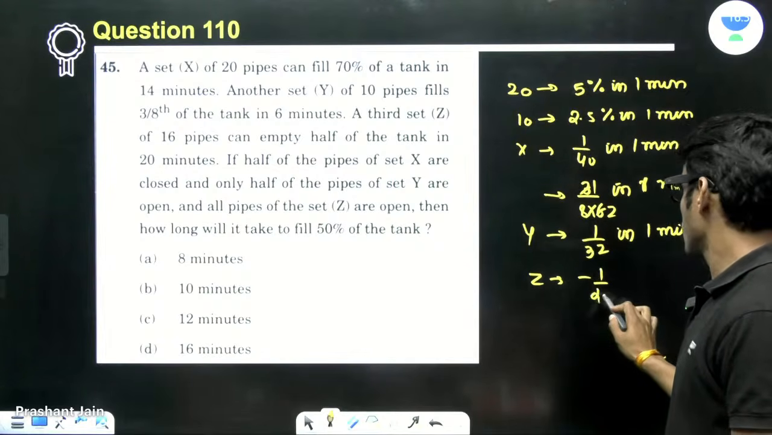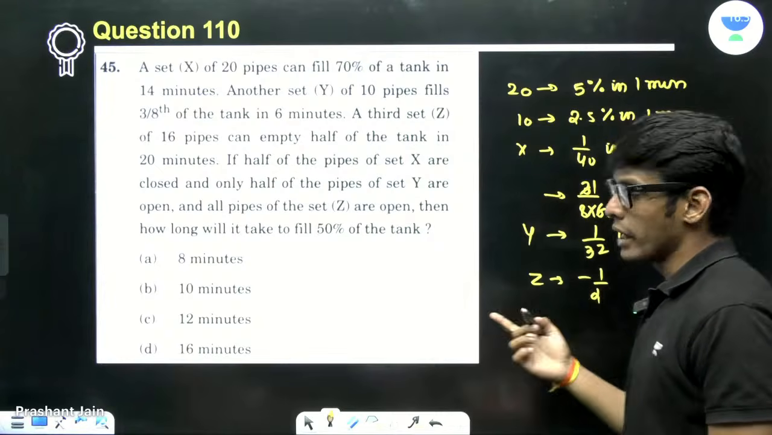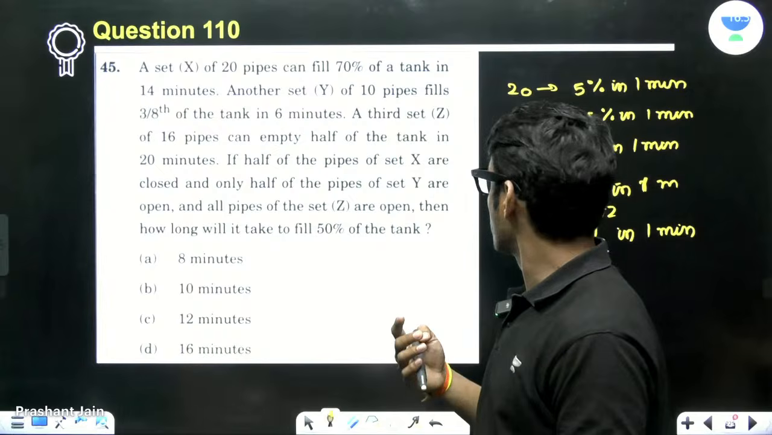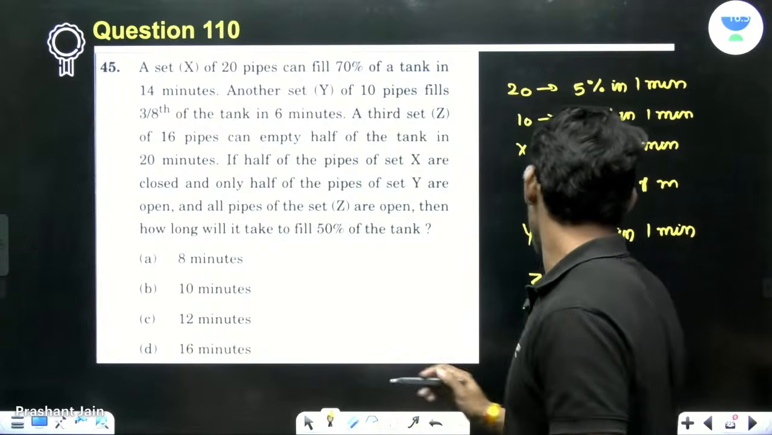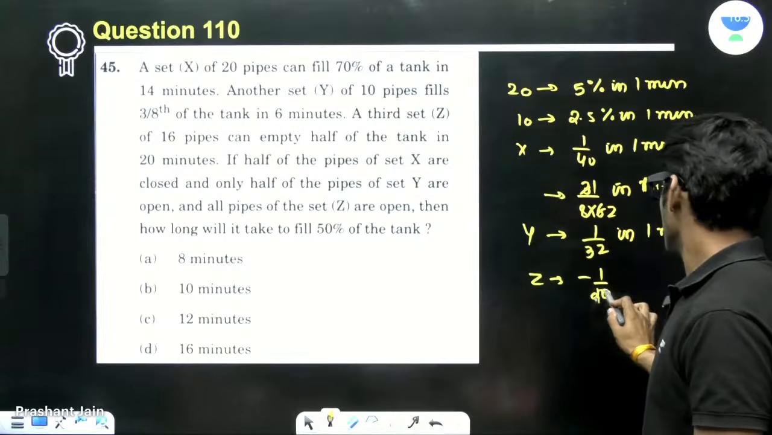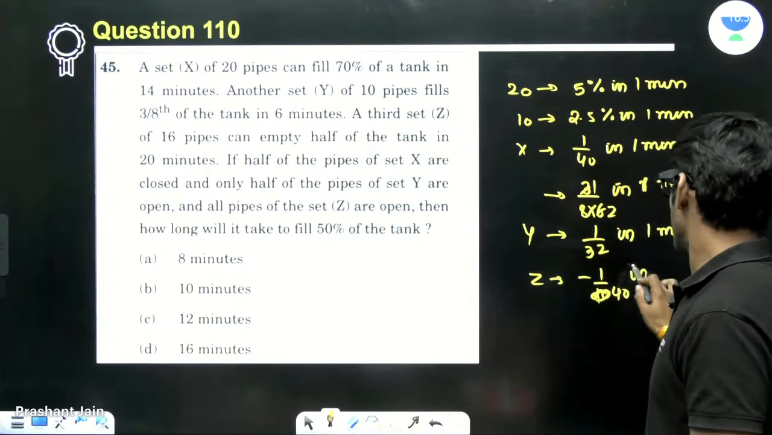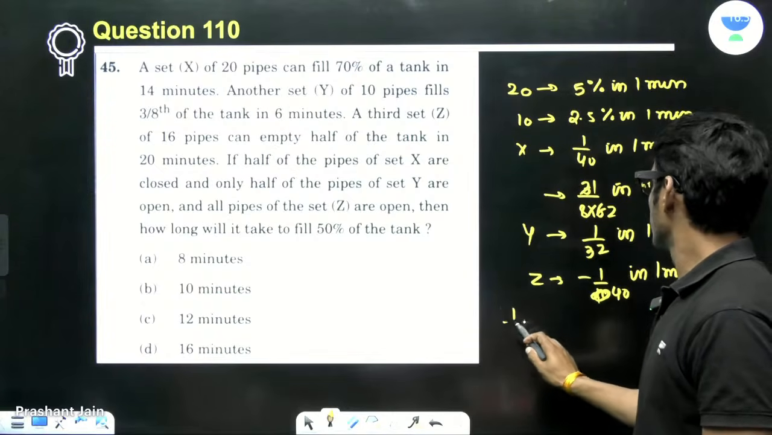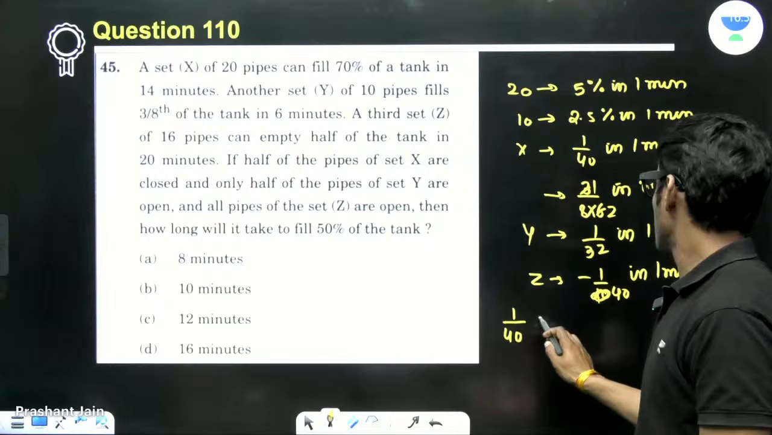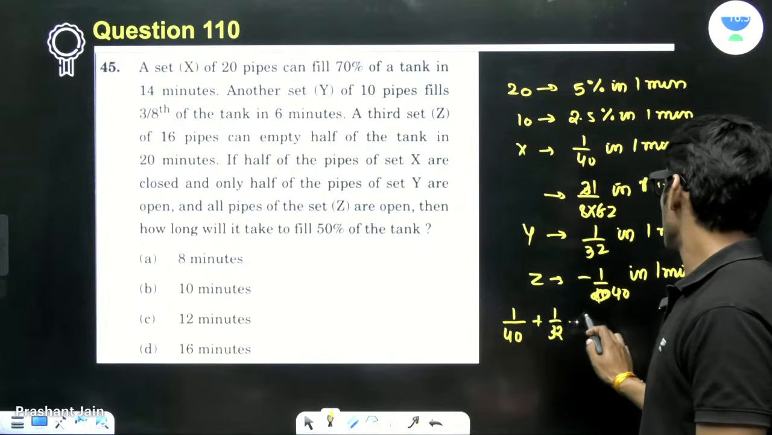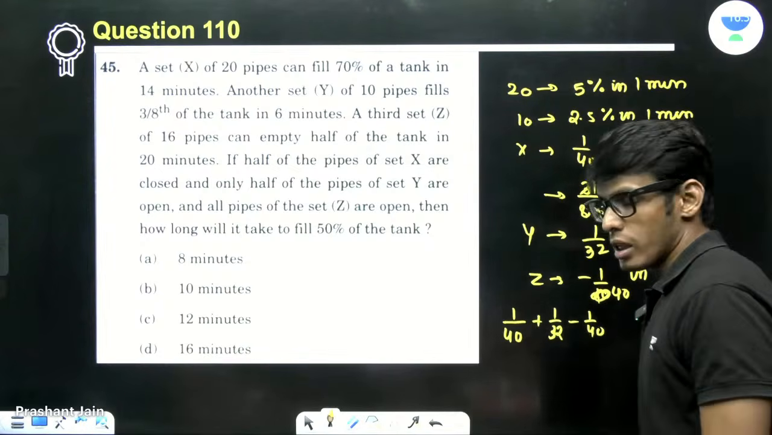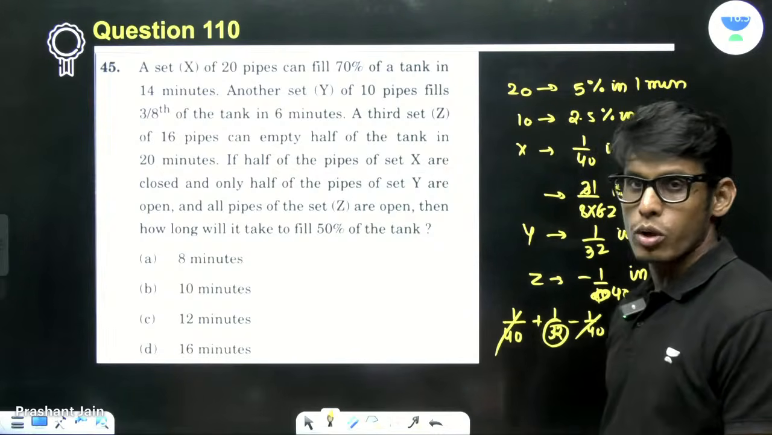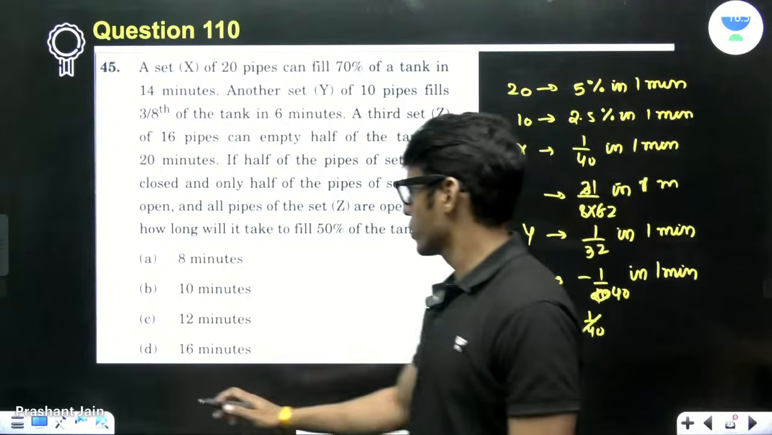In 20 minutes, they can completely empty half of the tank. So 1 by 40 in 1 minute, basically. So simply 1 by 40 plus 1 by 32 minus 1 by 40. This is the amount of time, the minutes which it will require to completely fill. Since you are asked half, the answer will be 16.